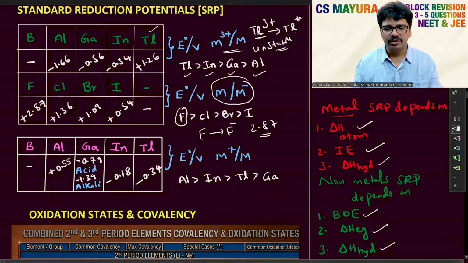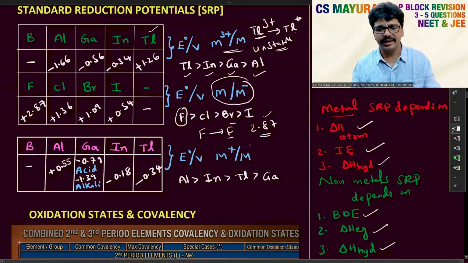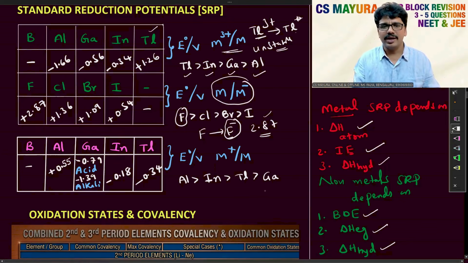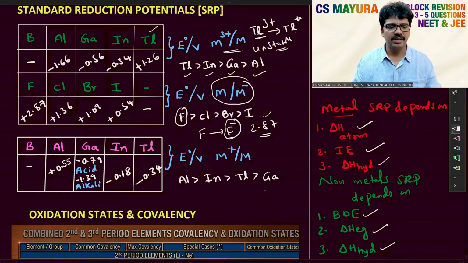Coming to the point, when fluorine is converted from elemental state to fluoride ion, its SRP value is highest, 2.87. What it says is that F minus is most stable for fluorine. Fluorine has more stability in the ionic state, the F minus state, than in the elemental state. So this is how SRP explains the stability of the oxidation states.